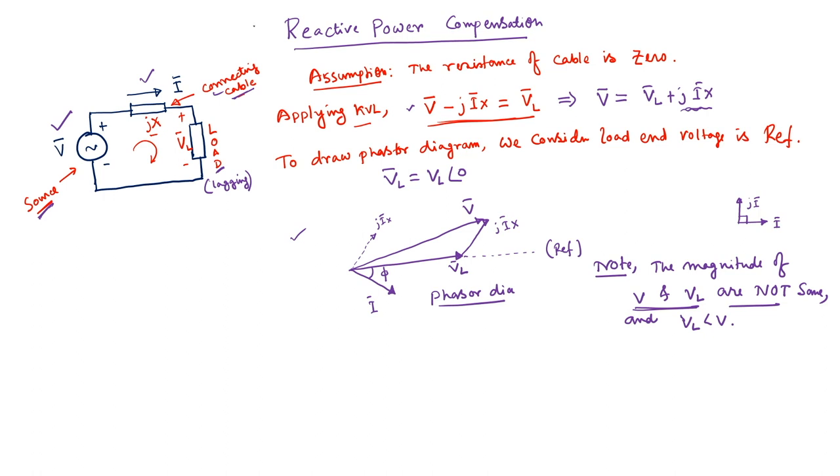Now, reactive power compensation is a process to create a condition such that VL would be equal to V, so the load end voltage would be equal to V. How is it possible? By connecting an external compensator near the load end. This C represents the compensator. What will this C compensate? C will primarily compensate the reactive power. This compensator will compensate the reactive power demand of the load locally at the load end, so that VL and V become equal.